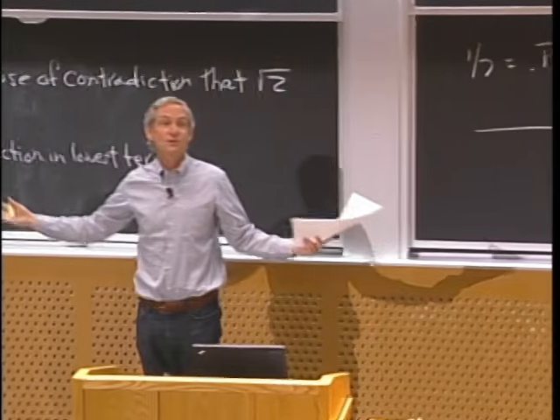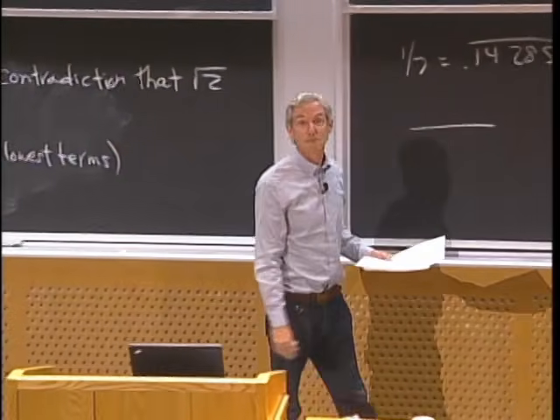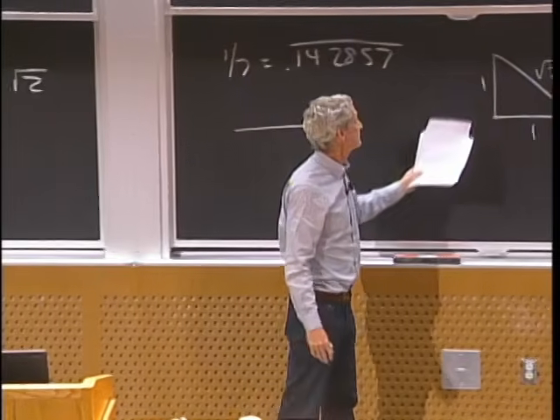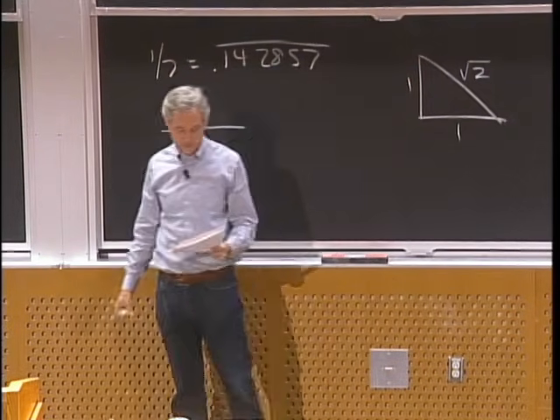Well, so what were they to do? This is a disaster of major proportions, so they covered it up, and they denied the result. So they didn't want to publish that proof. So they kept on saying square root 2 was rational.